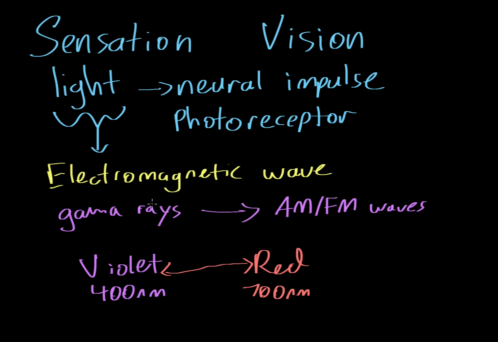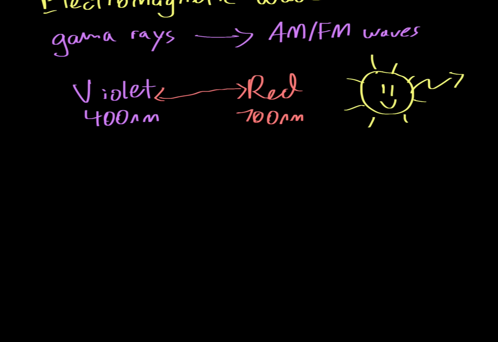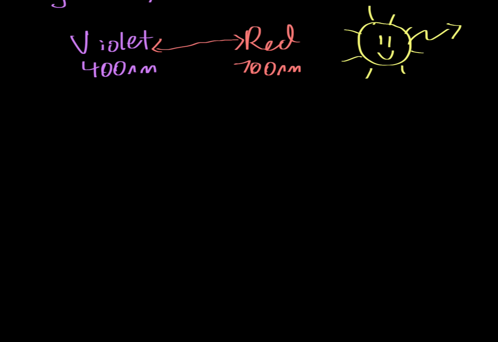So basically light is this electromagnetic wave that gets emitted from a bunch of different sources. One of the most common sources, the most well-known, is our friend the sun. So the sun emits a bunch of light rays. These light rays come to Earth, and some of them go into our eyeballs. So let's go ahead and look at what happens when a light ray from the sun comes down and hits an eyeball.